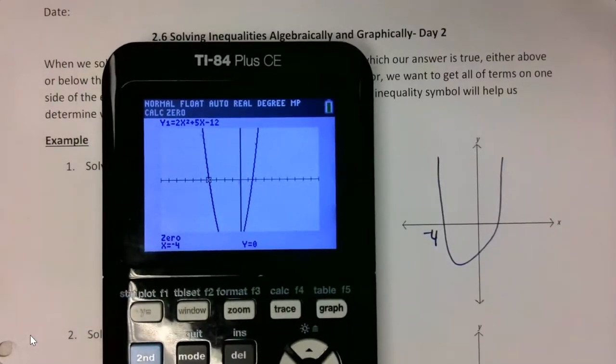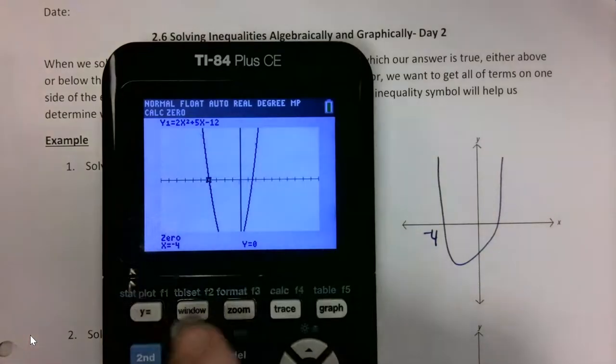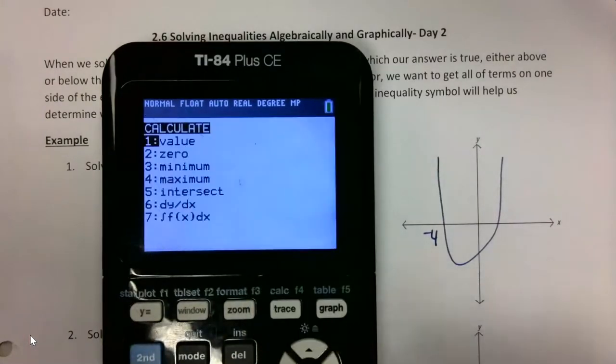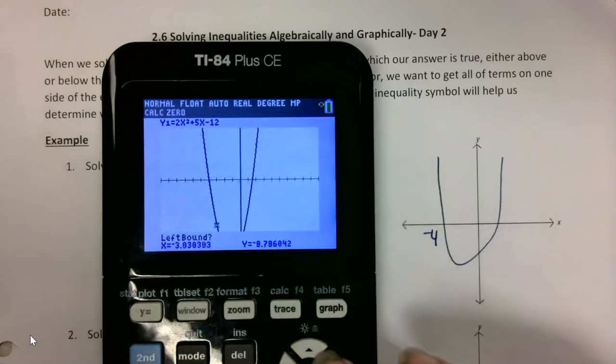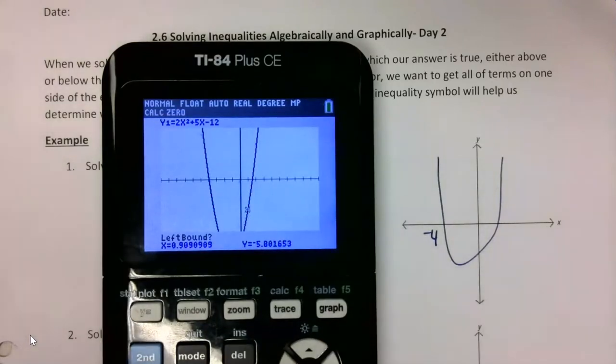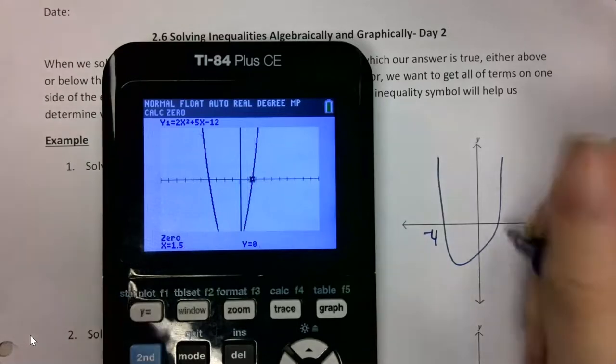Did you go second, Trace? Then I'm going to do that again. So I'm going to go second trace, 0. And then this time I want to be on the left side of the other 0. So this time it's below the x-axis. I press enter. Then I arrow over to the right, cross the x-axis, press enter twice, and this one gives me 1.5.